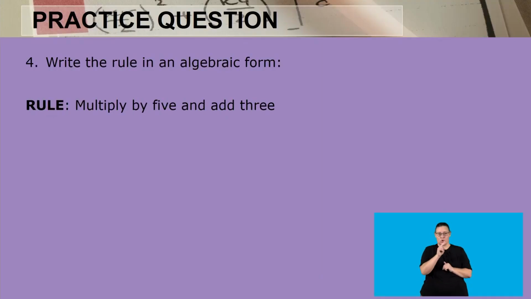Now, let's look at our fourth question. The fourth question there says, write the rule in an algebraic form. So as we can see, the rule has been given to us there. It says they multiply by 5 and add 3. Now remember, what are we multiplying by 5? And then we are going to add 3. And most importantly, again, what will be the result of us applying that rule?